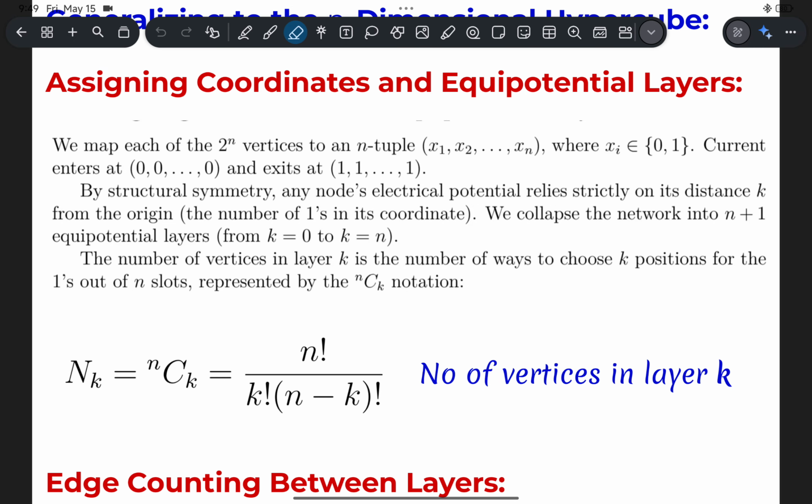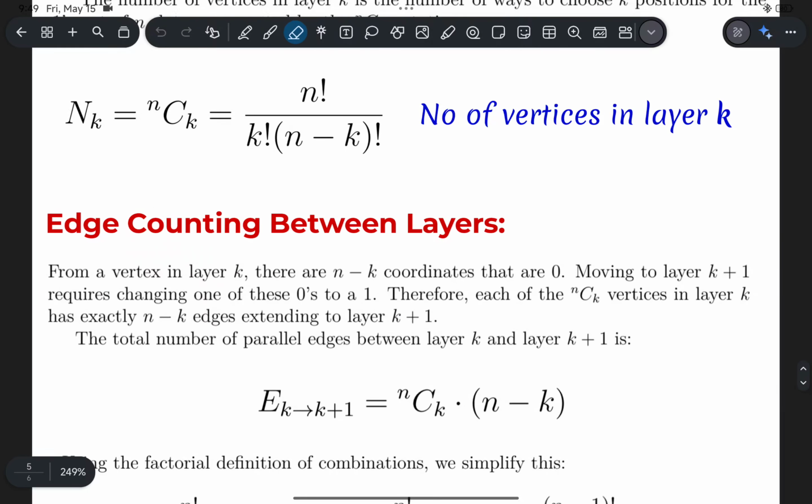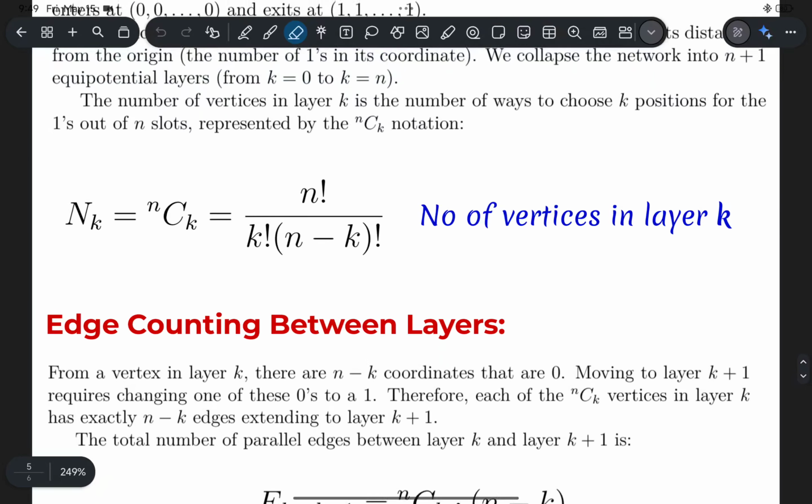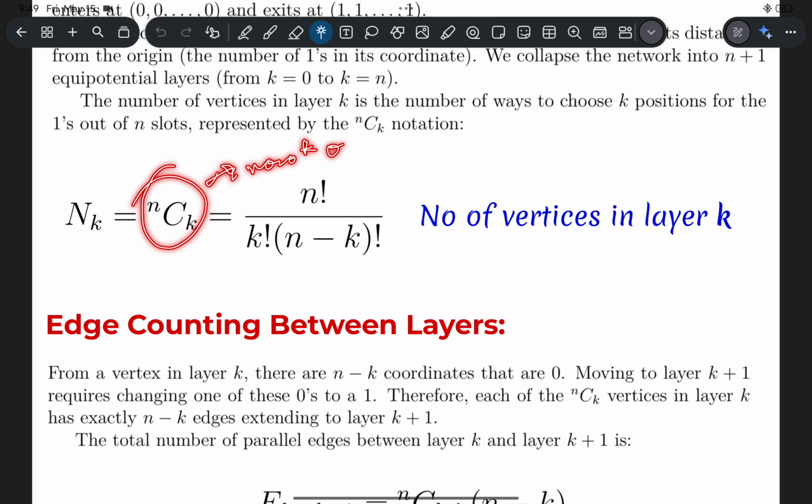So now first we have to see the number of vertices in each layer. That is simply nCk. If you count the number of ones, that is the number of vertices in that layer. So this is simply nCk.